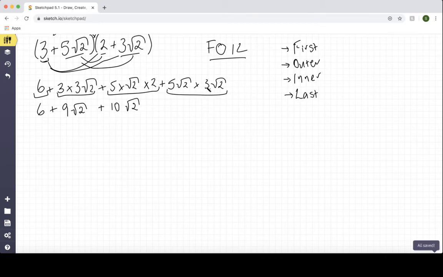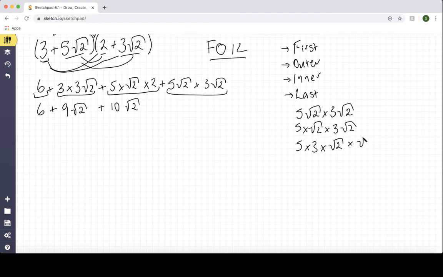Now this one, we want 5 root 2 times 3 root 2. So this is equal to 5 times root 2 times 3 times root 2. And because it's multiplication, we can swap things around. So let's, just to make it clearer, let's think of it as 5 times 3 times root 2 times root 2. Now this 5 times 3 we know is 15, right? And root 2 times root 2 is going to be 2.